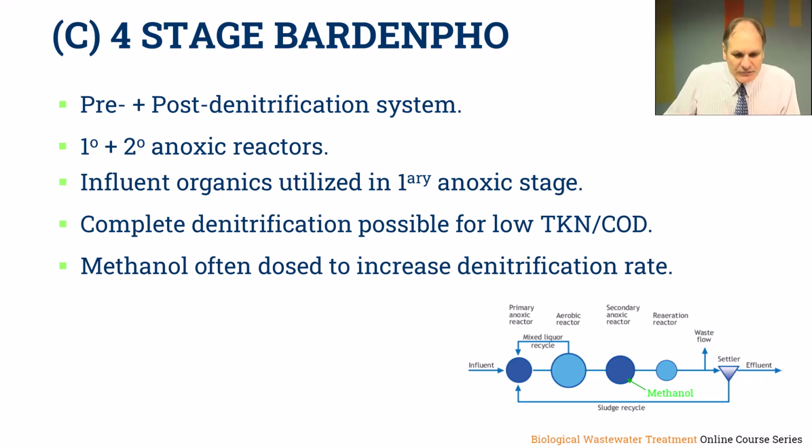So complete denitrification in the 4-stage Bardenpho is possible, but the influent TKN/COD ratio has to be low, because if I have too much nitrate generated via the nitrification process in the aerobic reactor, I do not have enough internal electron donors available in the primary anoxic reactor and self-generated electron donors in the secondary anoxic reactor to denitrify all the nitrate.